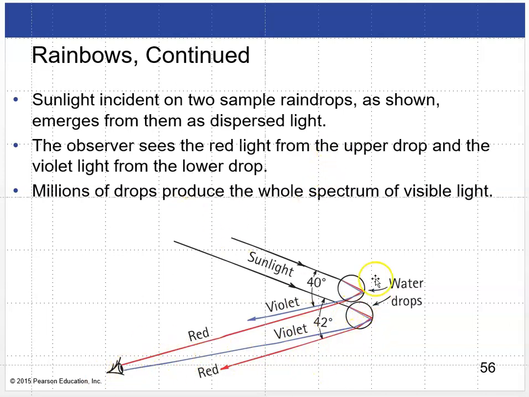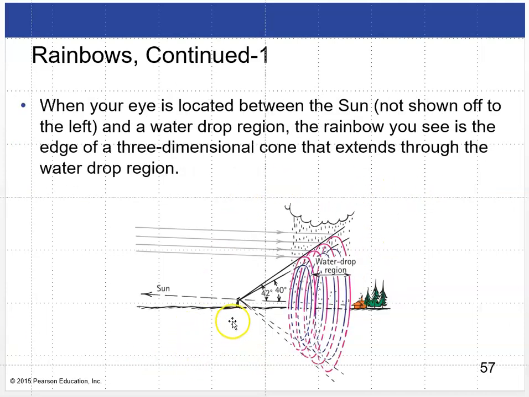And there are millions of drops here. So they're producing the whole spectrum of light. And of course, the light from one drop is relatively faint, but if you've got millions of them, the rainbow will get brighter. Now, you have to have the sun back behind you. So your eye is located between the sun, not shown off to the left, and a water drop region. You're looking into a place where maybe it's been raining recently and there's a lot of water drops in the air. The rainbow you see is the edge of a 3-dimensional cone that extends through the water drop region.